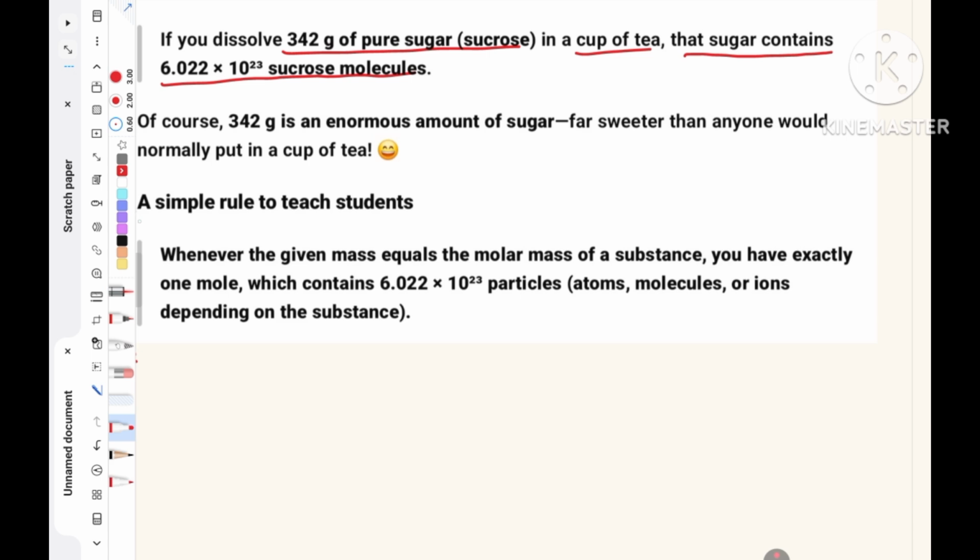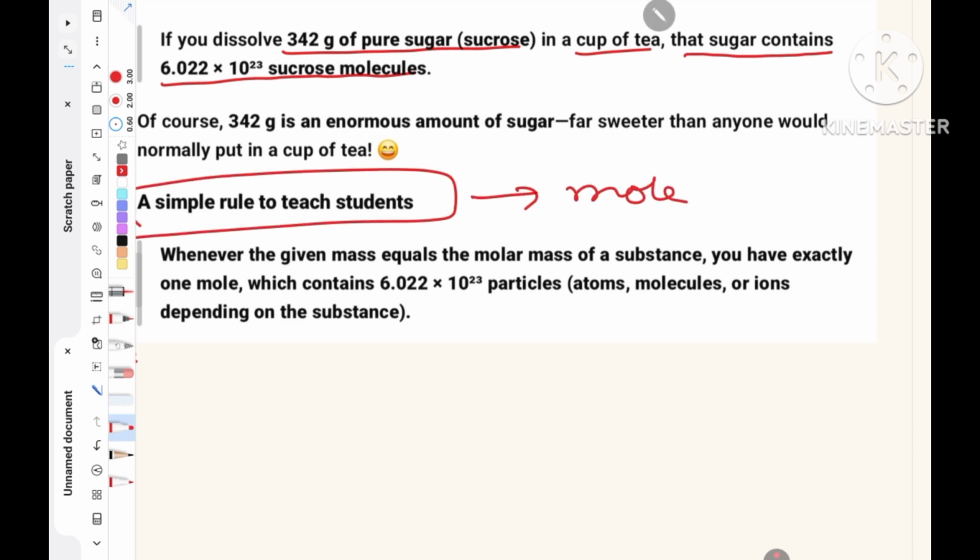A simple and important rule for mole: whenever the given mass equals the molar mass of a substance, you have exactly 1 mole, which contains this number of particles, molecules, or ions depending on the nature of the substance.